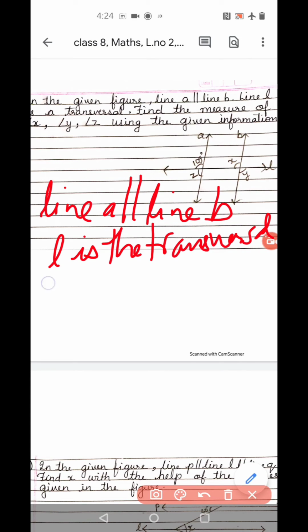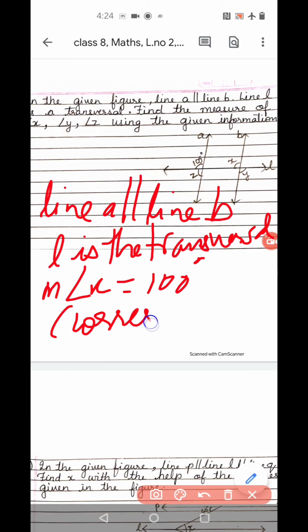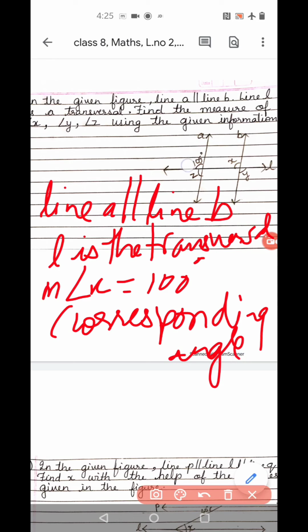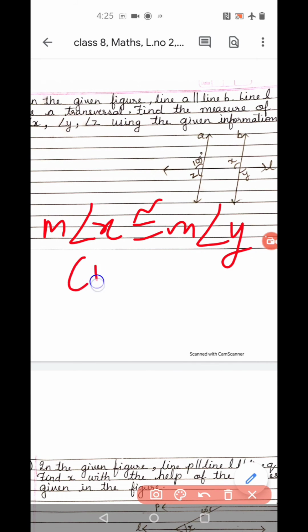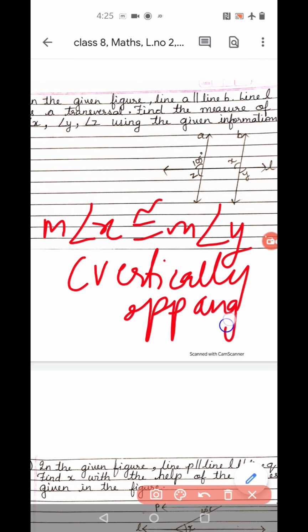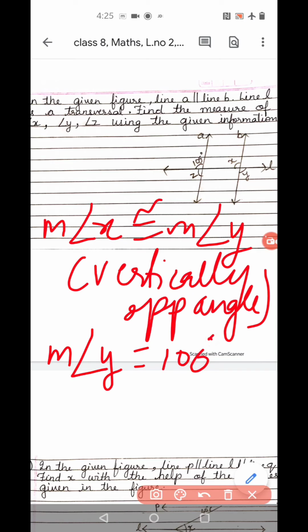Therefore, measure angle X is equal to 100 degrees. Why? The reason is corresponding angles. You can see this measure 100 and this X are congruent because they make corresponding angles. Now, we know that X is 100, and Y is vertically opposite. Measure angle X is congruent to measure angle Y. Why? The reason is vertically opposite angles. That is, measure angle Y is equal to 100 degrees.